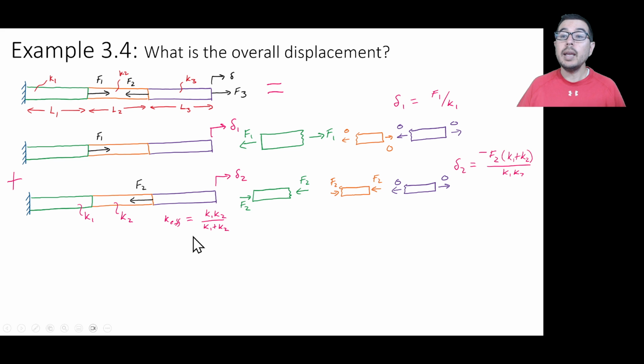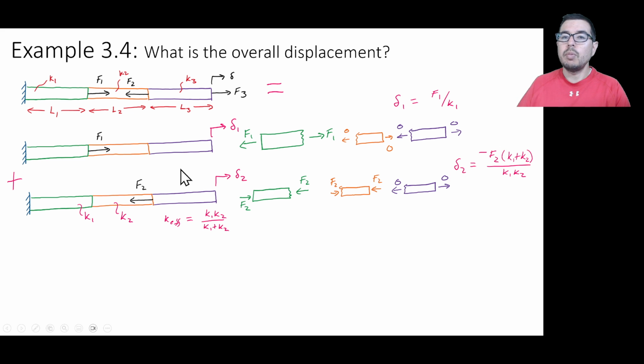And look, F2 is acting in the opposite direction of delta 2, which means that these compressed regions, region 1 and region 2, are going to be going in the opposite direction that we've defined our delta 2. So now we add a negative sign, and once again we know that we have a force divided by a spring constant, which gives us a displacement. So we have our negative F2 divided by K effective is going to be equal to delta 2.